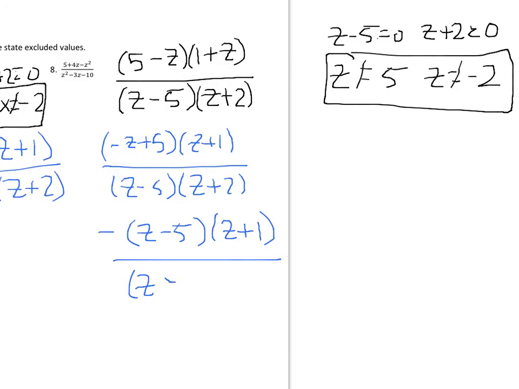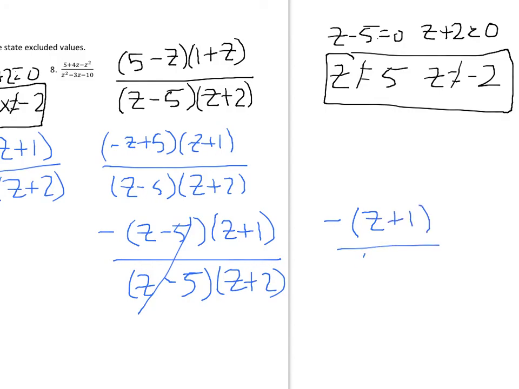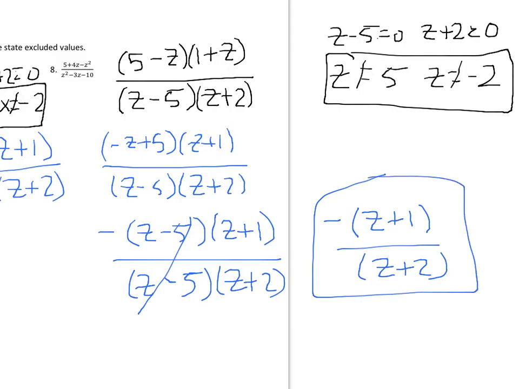Now look. See how those are now the same? So we cancel those out. So we're left with -z plus 1 over z plus 2. And our excluded values.